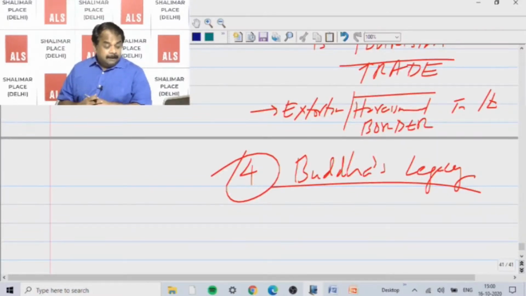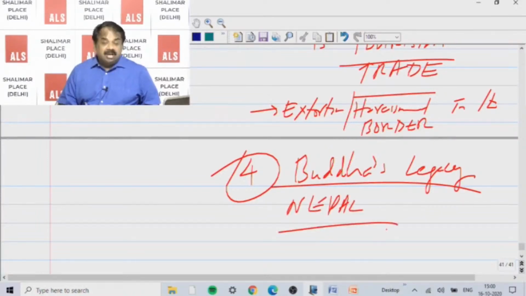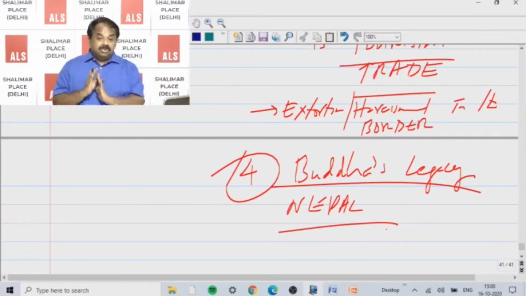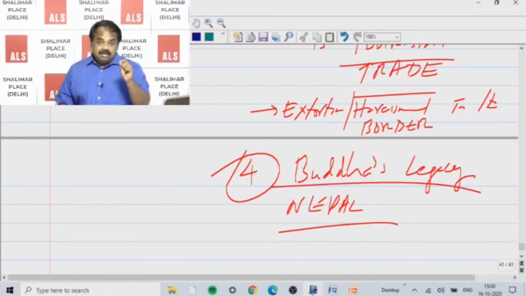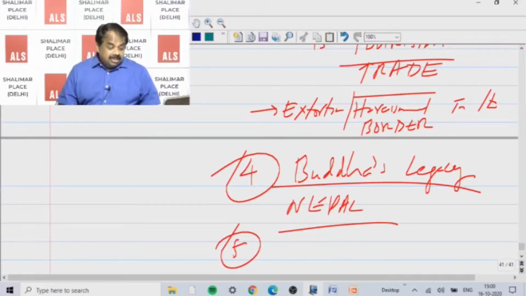Lumbini. So Nepal is very upset about India cornering all the glory of Lord Buddha, because they feel, at the very least, you should acknowledge and say that Siddhartha was born in Nepal. So Buddha's legacy is an issue for them, and also the big brother behavior of India.